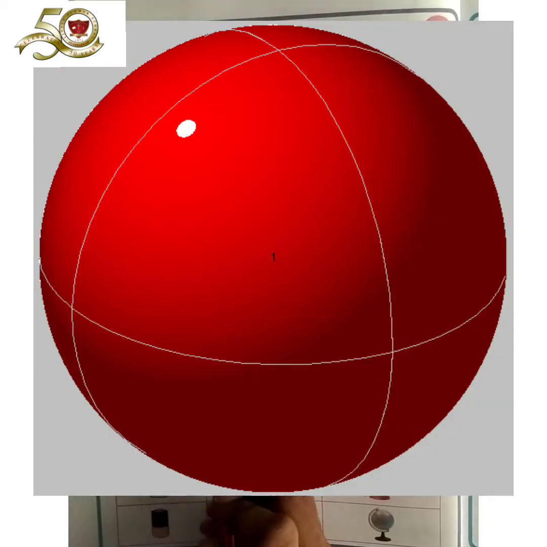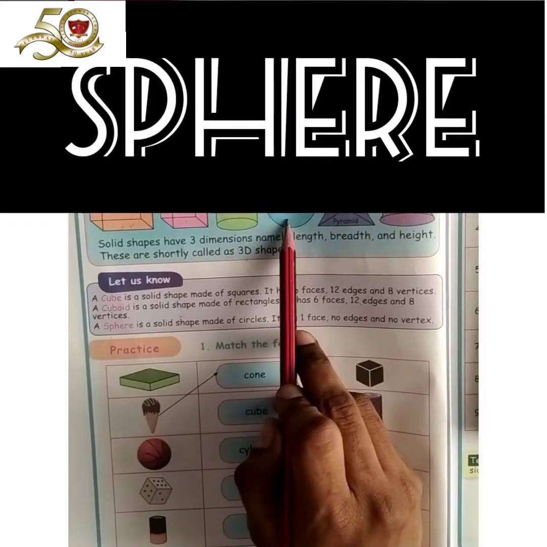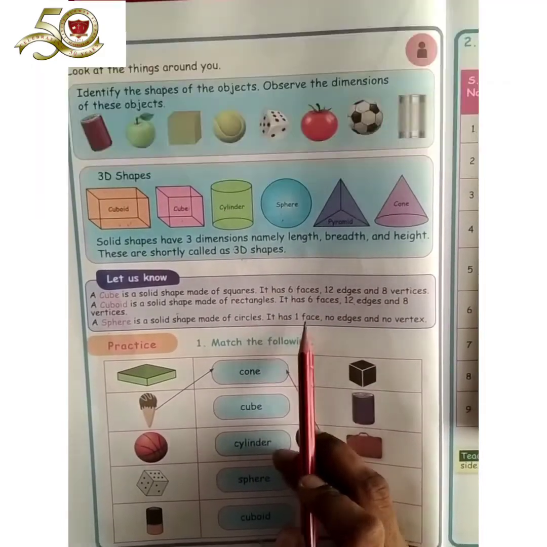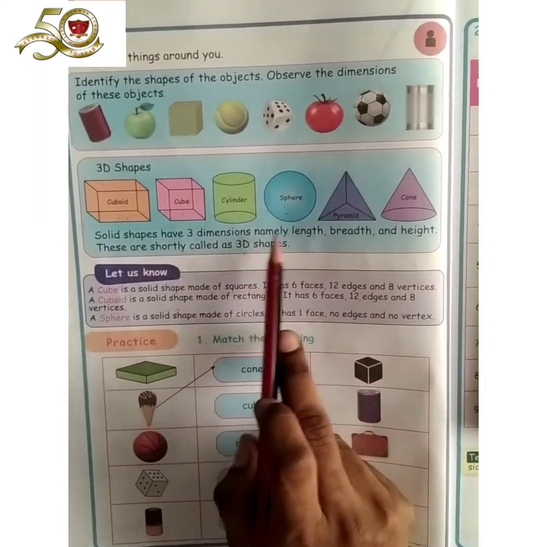A sphere is a solid shape made of circles. Sphere is nothing but a circle. It has 1 face, no edges, no vertices.